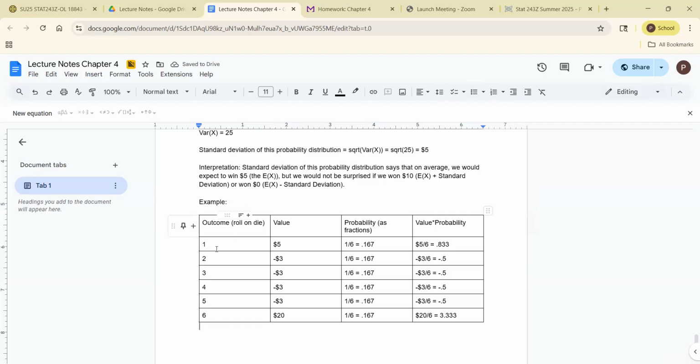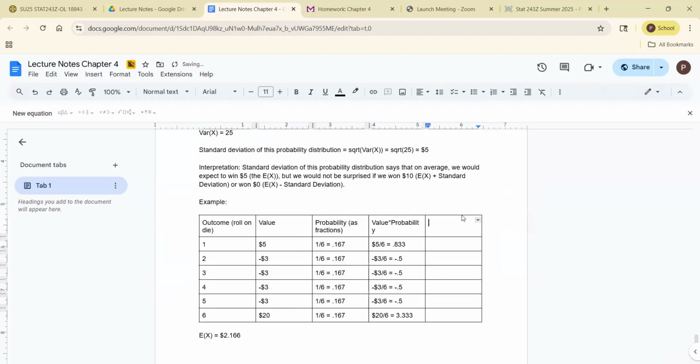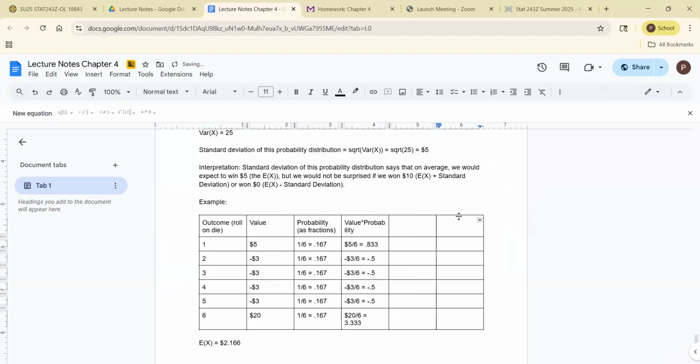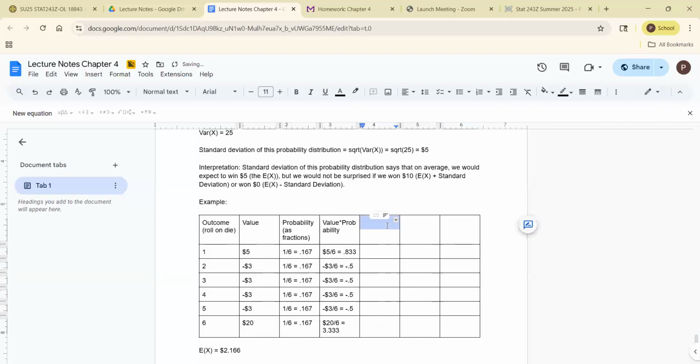Rolling a die, getting 1, 2, 3, 4, 5, or 6, winning these amounts of money with these probabilities. We already found that our expected value was $2.166. So let me add in our 3 extra columns. First, we're going to do the value minus the expected value. So we're going to do 0.833 minus 2.166 minus 0.5. Oh, no, I'm sorry.